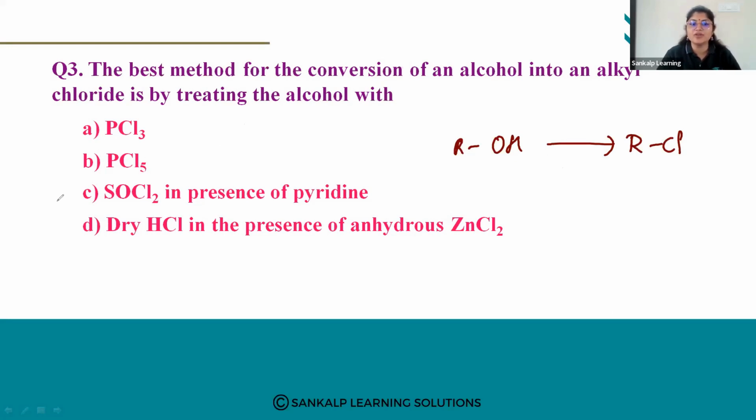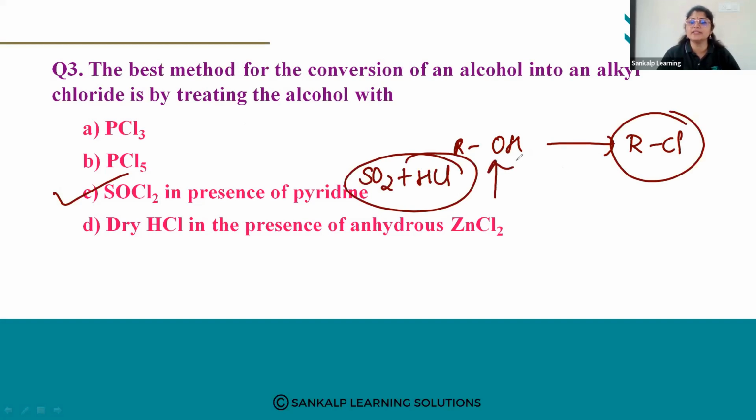So if you treat the alcohols with thionyl chloride in the presence of pyridine, then you will obtain alkyl chlorides, because the byproducts obtained are SO2 gas and HCl. These are gases, so they will be easily liberated. So the best method is treating the alcohol with thionyl chloride in the presence of pyridine. So C is the correct answer. We'll go for the next one.